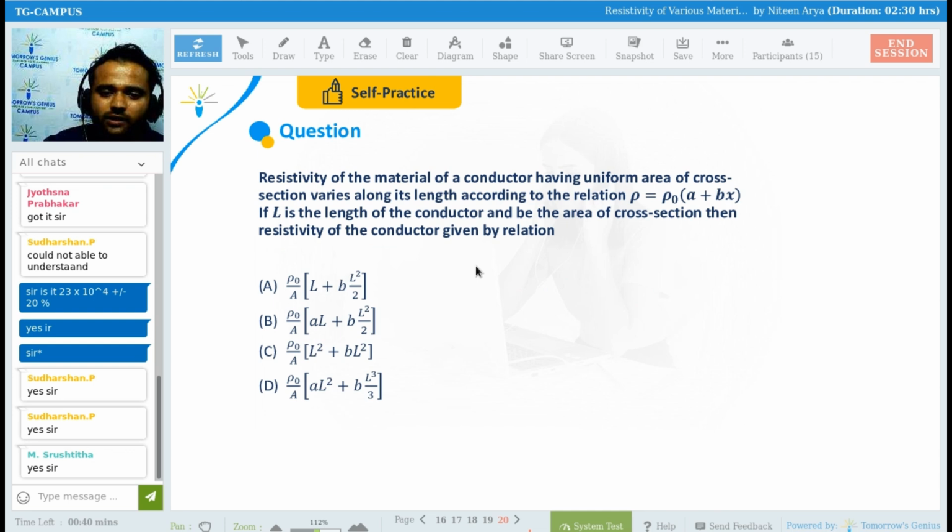Focus on the next one. Now you tell me this. This is something good. The resistivity of a material of a conductor having uniform area of cross section and length according to the relationship rho equals rho naught A plus dx. If L is the length of a conductor and B the area of cross section, then the resistivity of the conductor is given by which relation?